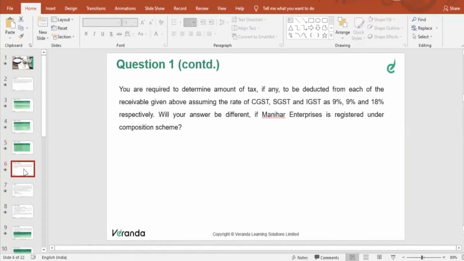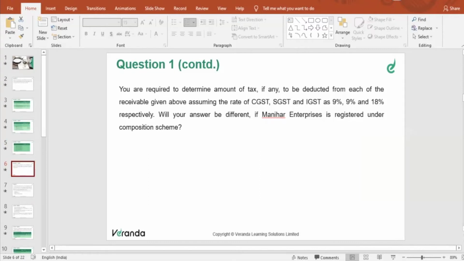You are required to determine the amount of tax, if any, to be deducted from each of the receivables given above, assuming the rate of CGST, SGST, and IGST at 9, 9, and 18% respectively. Now, will your answer be different if Moneyher Enterprises is registered under the composition scheme? Tell me. Someone new, come on. Give me a wild guess. Be wrong if you should.